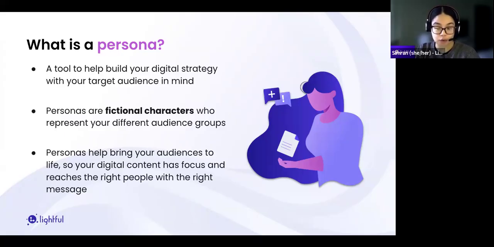And the goal is to bring your audience to life. So instead of targeting everyone, you're actually crafting your content for this specific person or persona in mind. And you might have one, or you may have two, three. It's completely up to you. And as you build out your persona, you'll start to uncover things like what motivates them to engage with your organization, what barriers might be stopping them from actually taking any action, and also how you can communicate in ways that are relevant and meaningful to them.